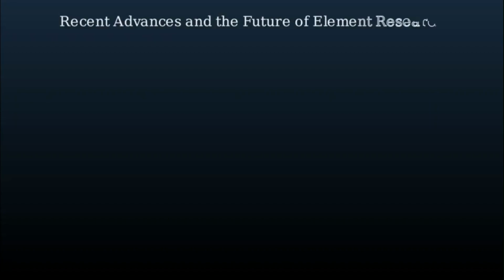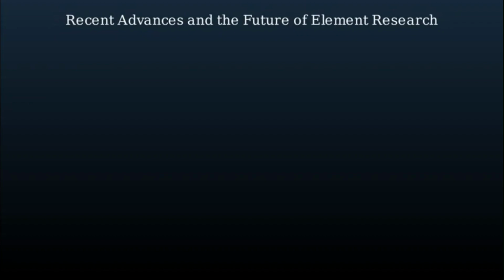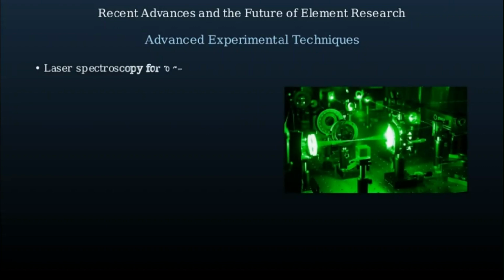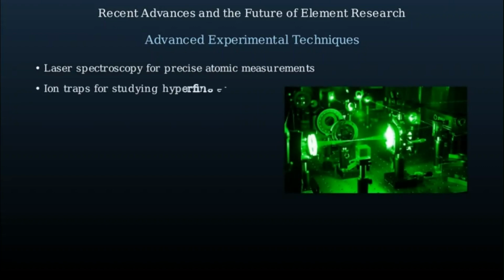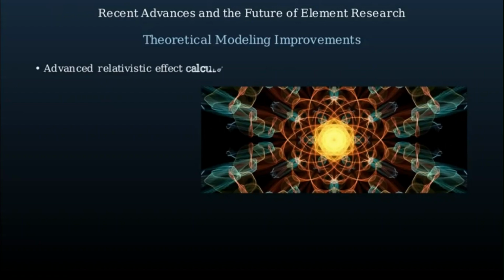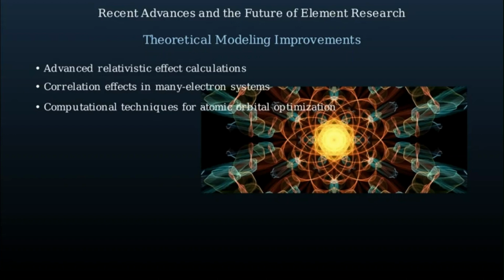Recent advances in atomic research have revolutionized our understanding of elements. Modern experimental techniques have dramatically improved our ability to study atomic properties. Laser spectroscopy enables highly accurate measurements of atomic states. Ion traps and electron beam ion traps allow researchers to study charged particles with unprecedented precision. Theoretical modeling has greatly improved with methods that accurately account for relativistic and correlation effects in complex atomic systems.